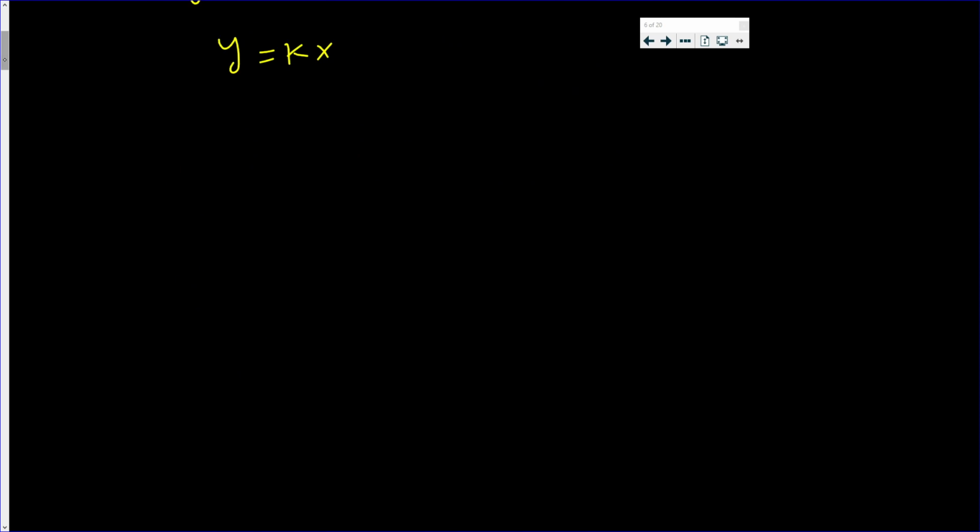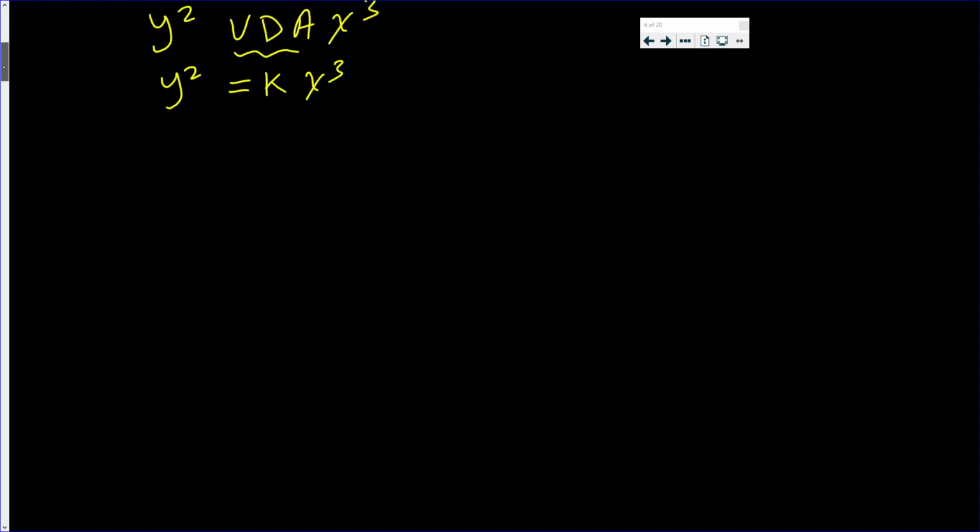If it was y squared varies directly as x cubed, y squared varies directly as means equal k x cubed. Y equals kx cubed. It's as simple as that. Varies directly as means equals k.